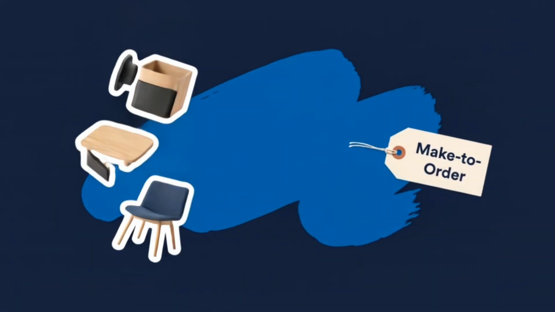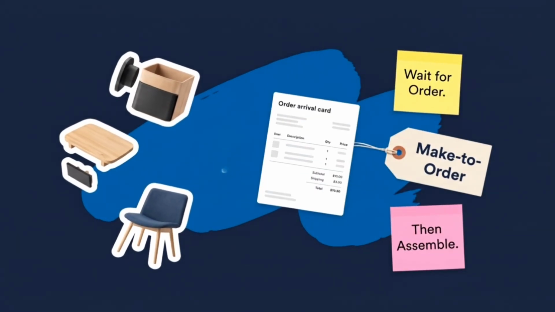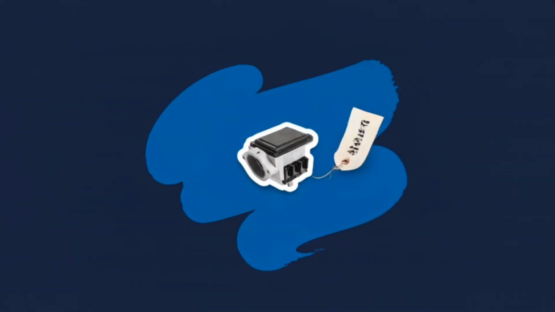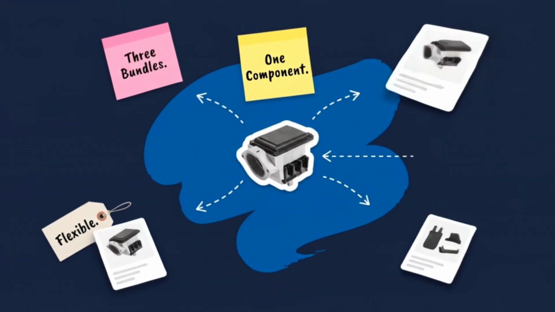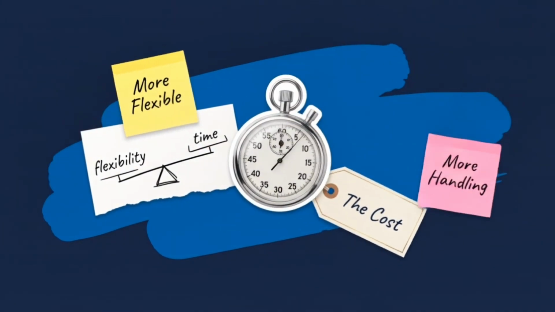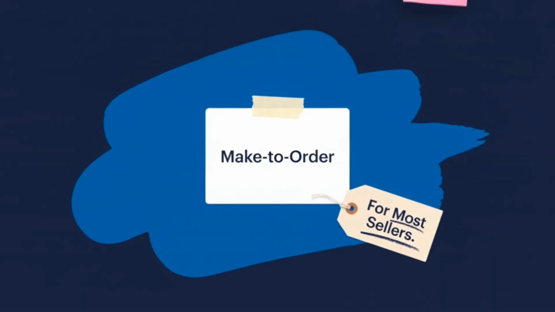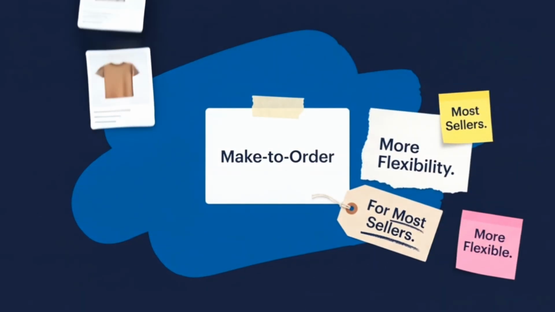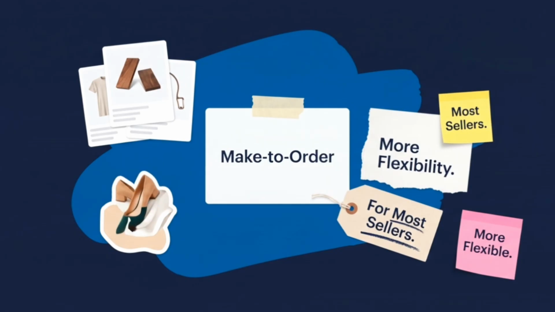Make to order means you hold components separately and assemble only when an order arrives. This keeps your component inventory flexible. A component that appears in 3 different bundles can serve all 3. The trade-off is additional handling time per order. For most multi-SKU sellers, make to order gives far more inventory flexibility, especially when components overlap across products.